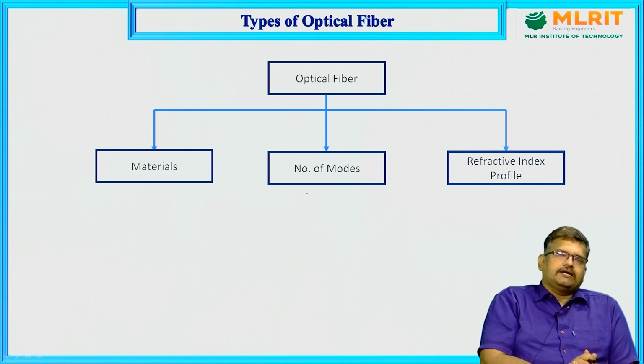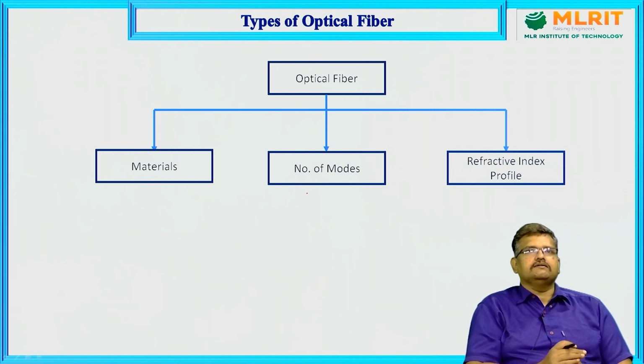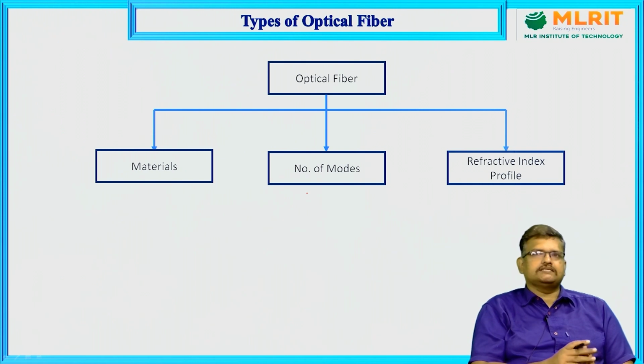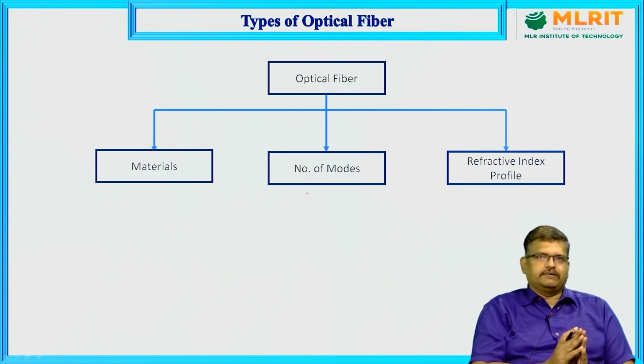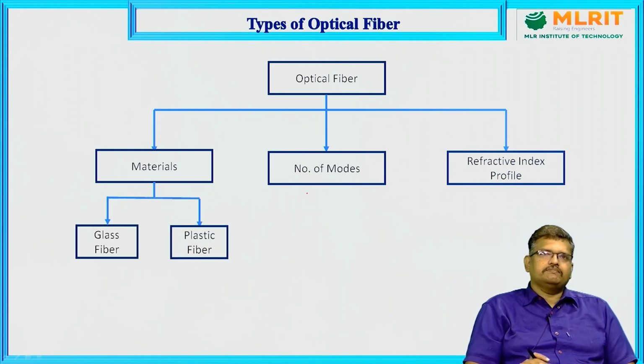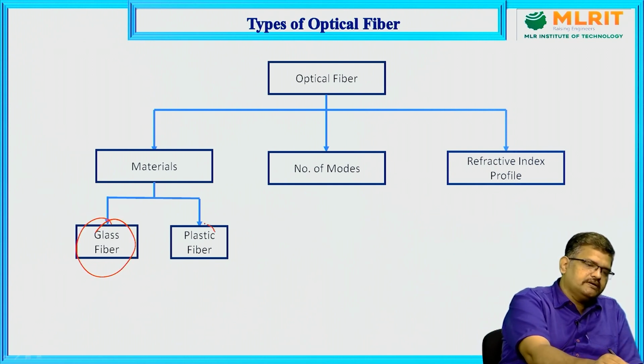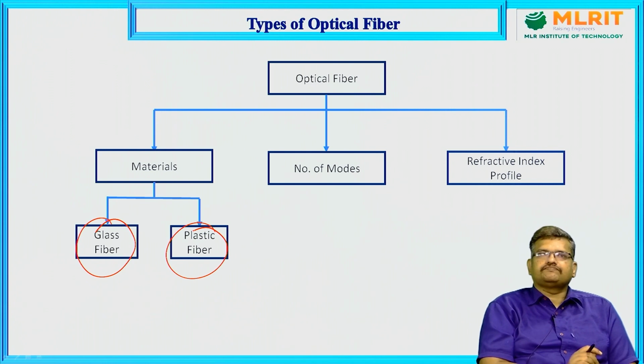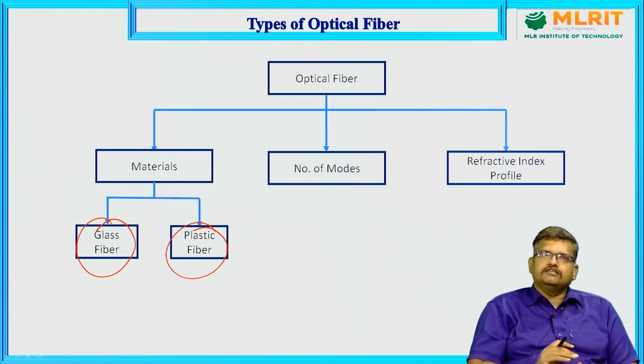Generally, optical fiber can be categorized into three types: based on the material, based on the number of modes, and based on the refractive index profile. Based on these three parameters we can categorize the optical fiber. Now, let us see based on the material. Based on the material used, we can categorize it as glass fiber or plastic fiber.